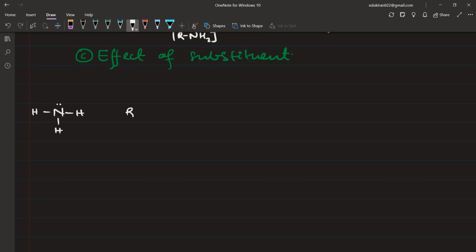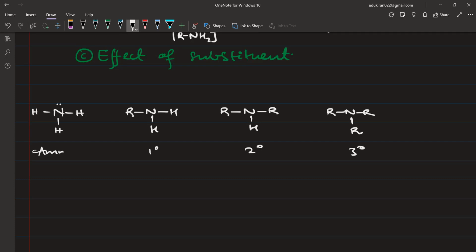You have one R group, nitrogen, and two hydrogens. You have two R groups, one hydrogen. Or if you have three R groups attached to the nitrogen atom. Okay, so ammonia is this, this will be 1 degree, this will be 2 degree, this will be 3 degree. Now, all of these are based on electron density on the nitrogen atom.